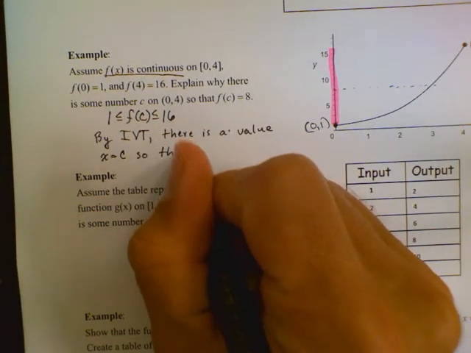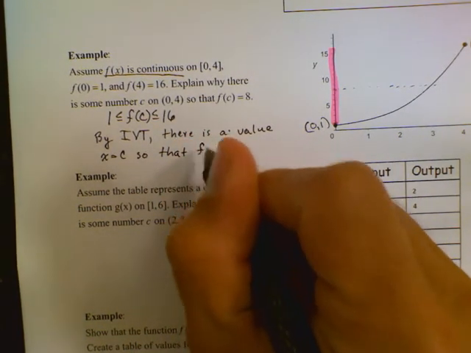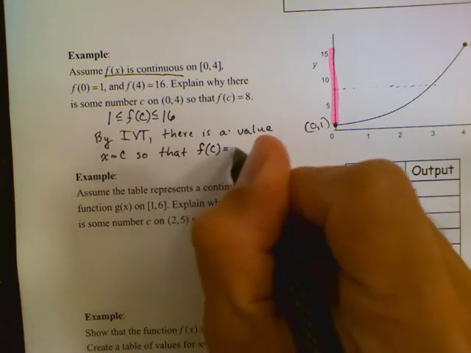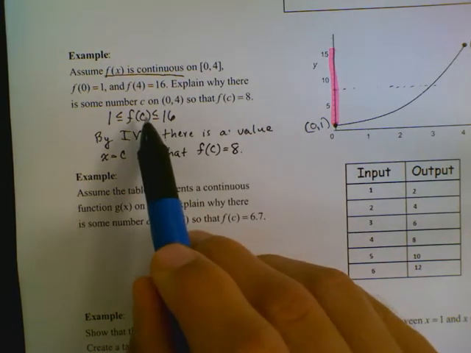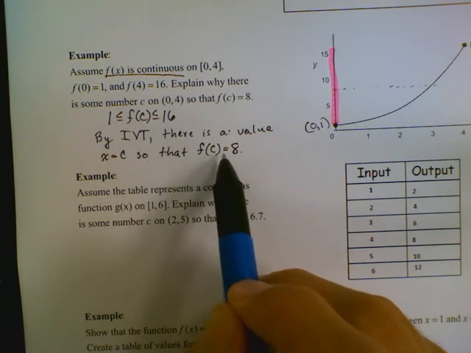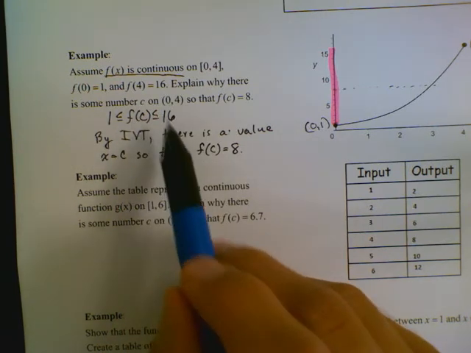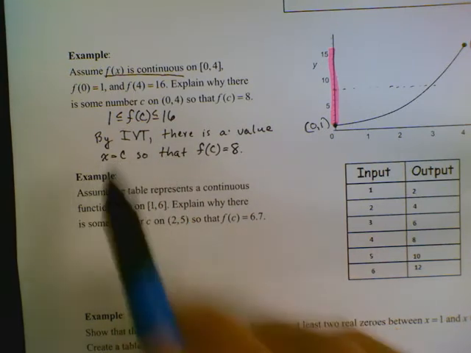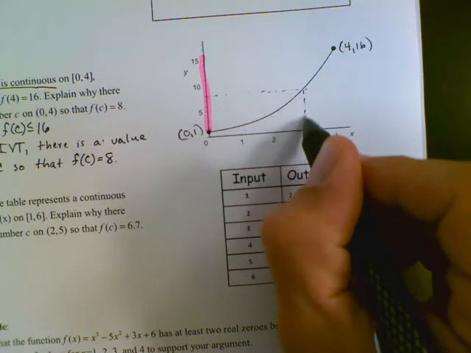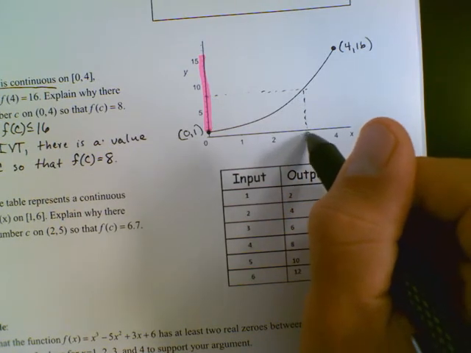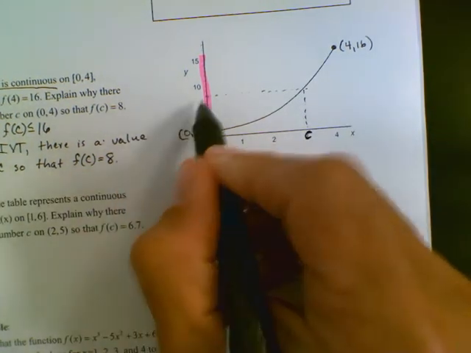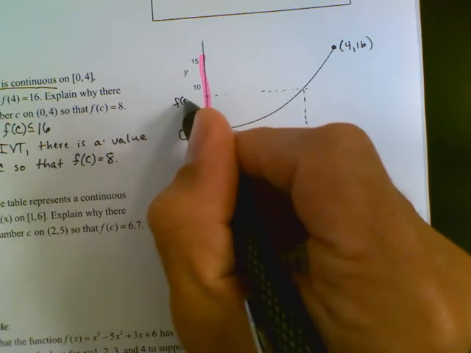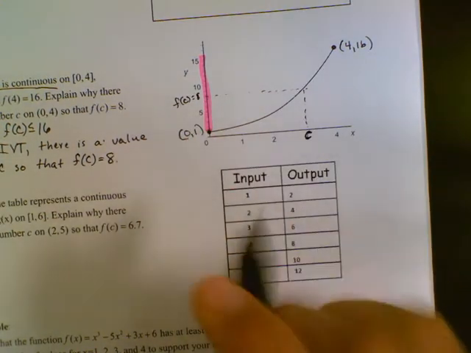So that f of c equals 8. So basically what you said was f of c is between 1 and 16. So by the intermediate value theorem, there must be some c value. There must be some c value so that f of c is 8. Okay? All right, so let's continue.